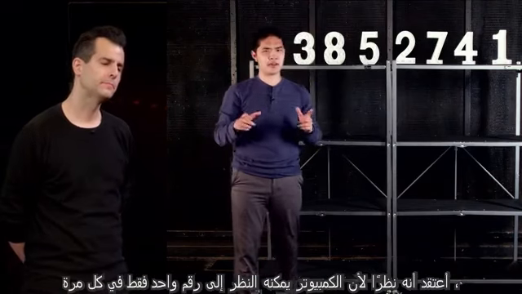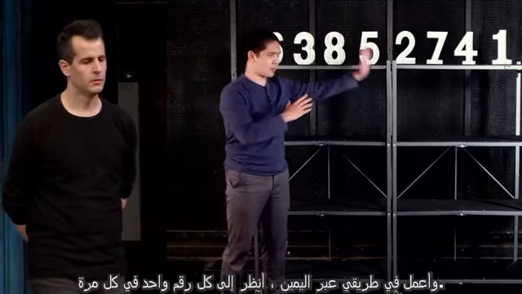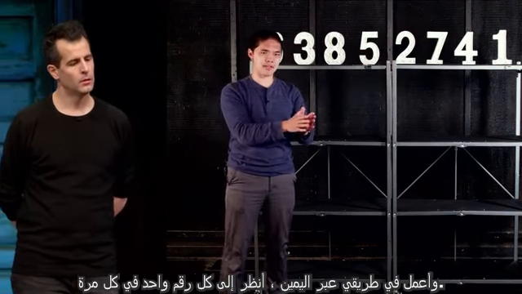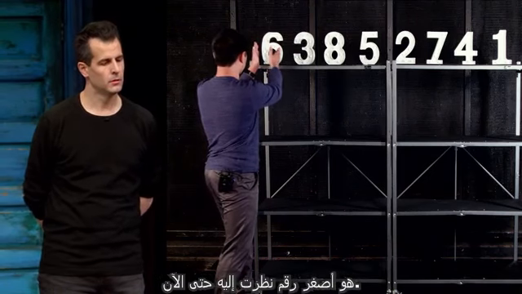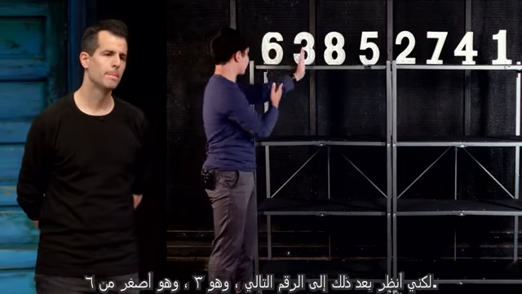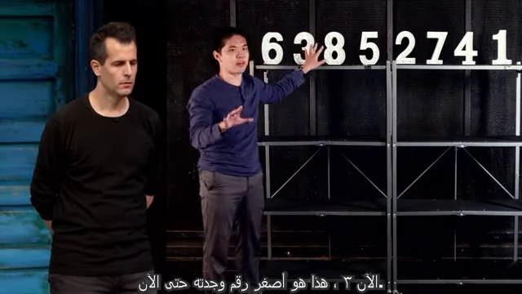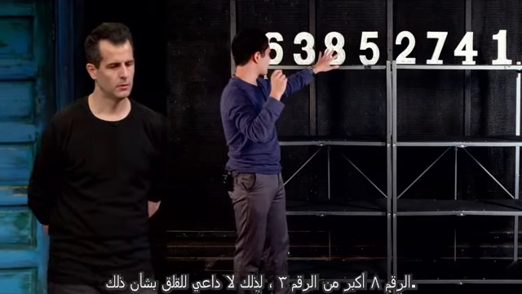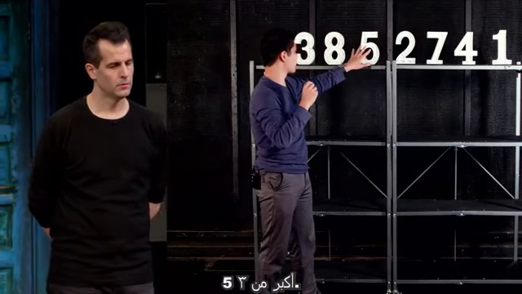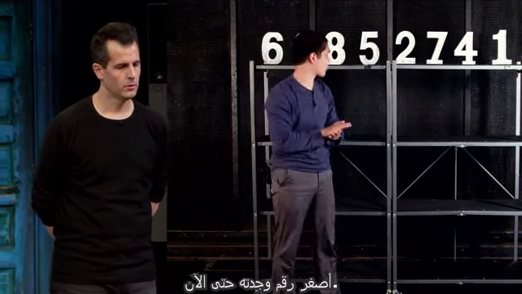Sure. Since the computer can only look at one number at a time, I would start at the left side of this array and work my way through to the right, looking at each number one at a time. I might start with the 6 and say, OK, this right now is the smallest number I've looked at so far. But then I look at the next number, and it's a 3, and that's smaller than the 6. So now the 3 is the smallest number I found so far. I'll remember that and keep looking. The 8 is bigger than the 3, so I don't need to worry about that. The 5 is bigger than the 3. The 2 is smaller than the 3. So that now is the smallest number I found so far.